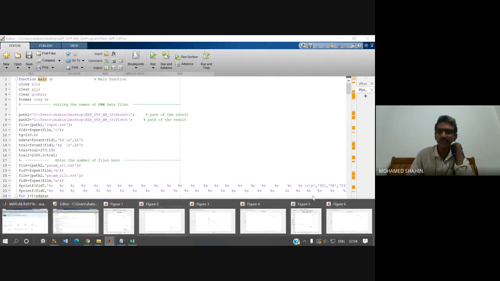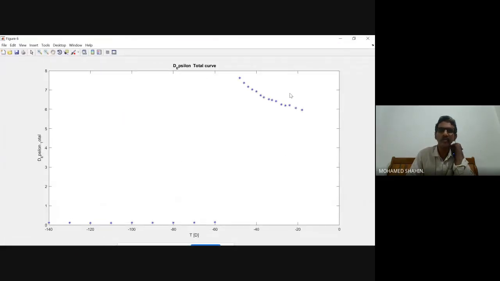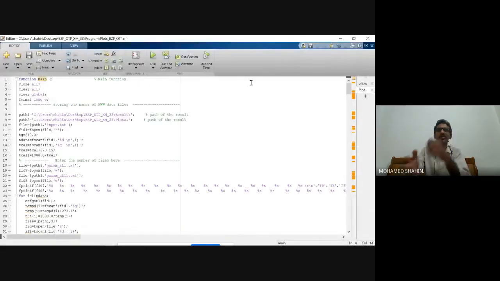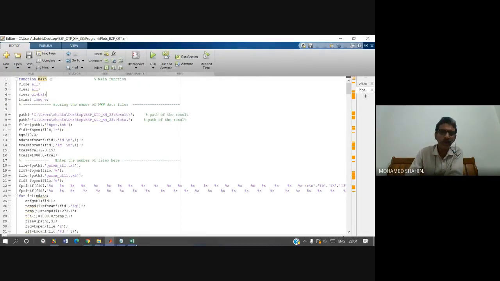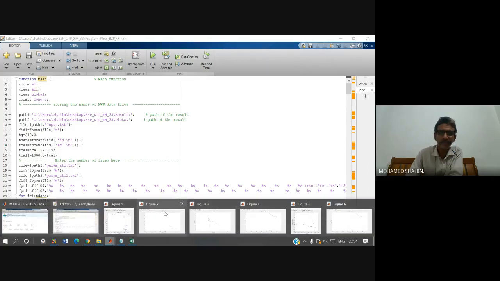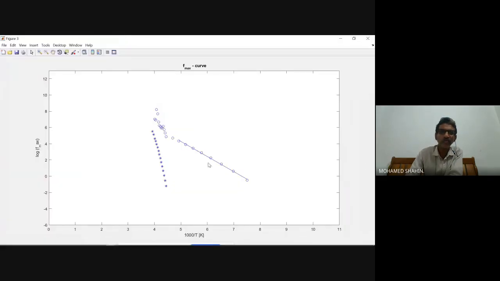Now the last diagram is delta epsilon total. This is the total delta epsilon value, something like this. You have to do this after analyzing, and the most important parameter dealing with the dynamics is the Arrhenius diagram. Here it would be a straight line, or Arrhenius behavior, and this is non-Arrhenius behavior because it is a VFT behavior.